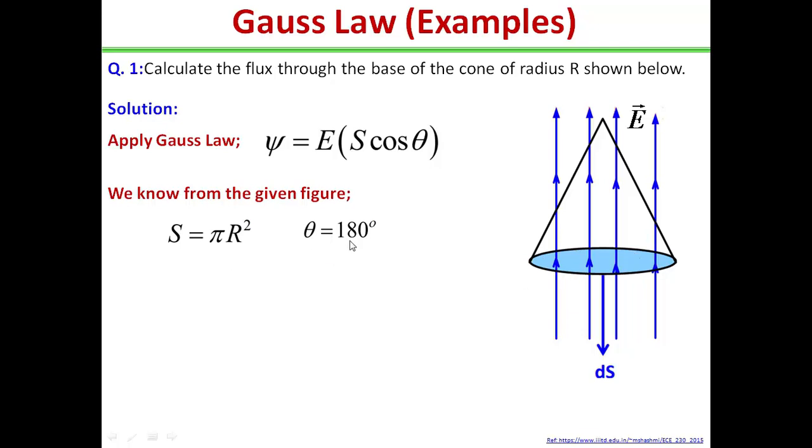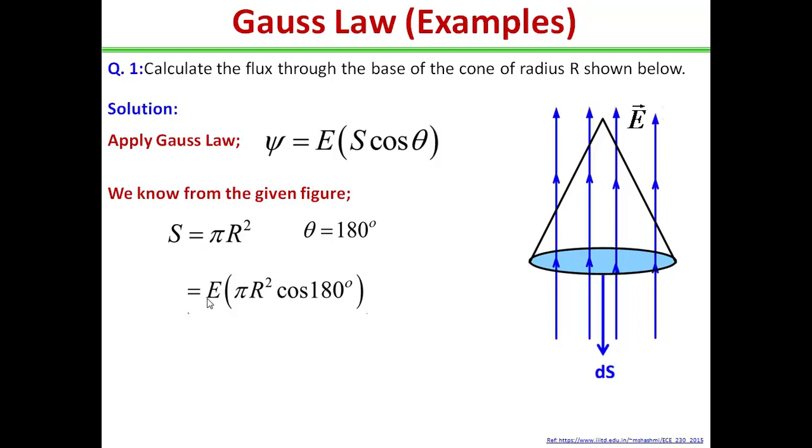And theta is equal to 180 degrees, because the direction of dS is downward whereas the electric field line direction is upward. So the angle between the surface area and the electric field line is 180 degrees. Now we can put the value of S and theta, where E is the electric field given by the E vector. So we can calculate the flux from the formula after putting the value of S and theta.